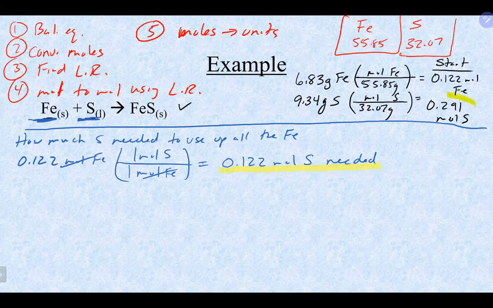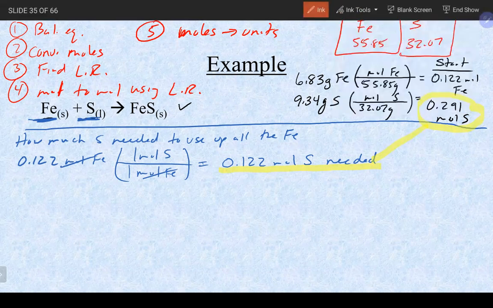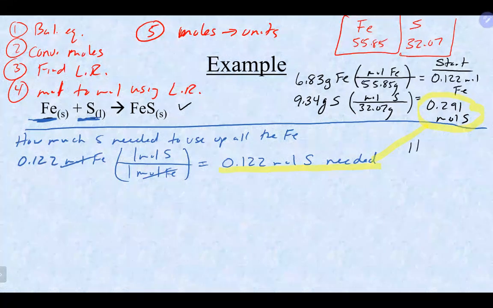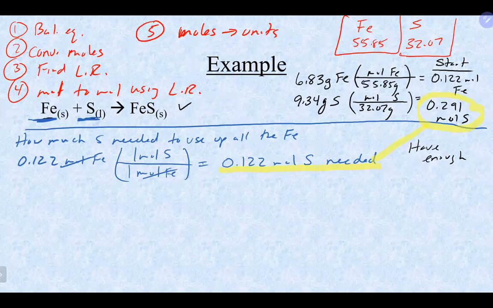When I look at the amount of sulfur I am starting with, which is 0.291, do I have enough sulfur in this case? I do have enough, right? So I'm starting with 0.291 and I only need 0.122. That means because I have enough of the sulfur, the sulfur is our excess reagent. And by default, the other one would be our limiting reagent, which would be the iron. Any questions on that there?